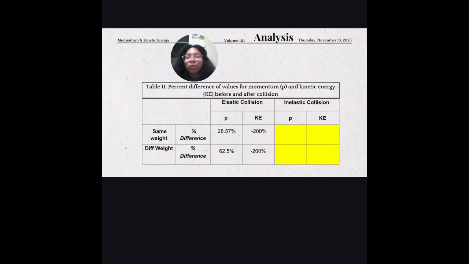Afterwards, we moved to the final step of our lab, which was to create our table 2, percent difference of values for momentum P and kinetic energy KE before and after collision. So for our same weight, the momentum was 28.57%, and our kinetic energy was a difference of negative 200%. And then for our different weight, our momentum was a 62.5% difference, and our percentage difference for kinetic energy was negative 200%.